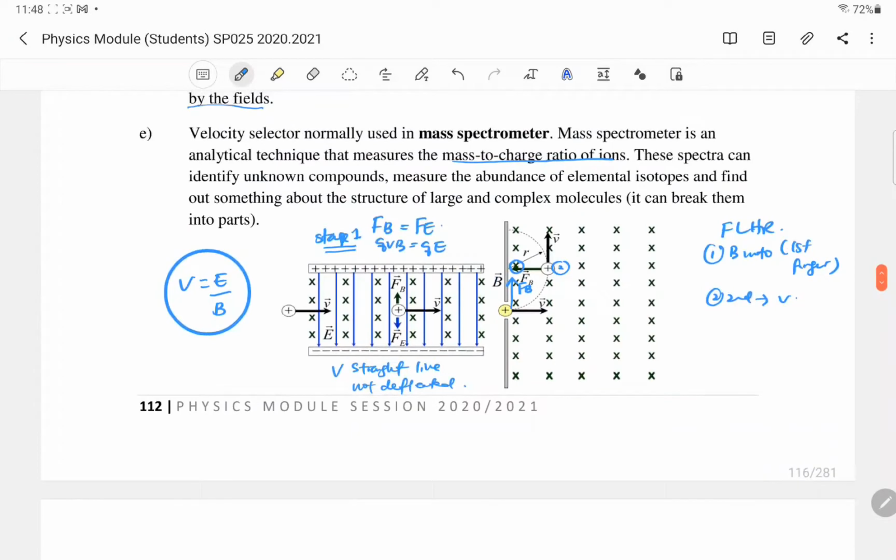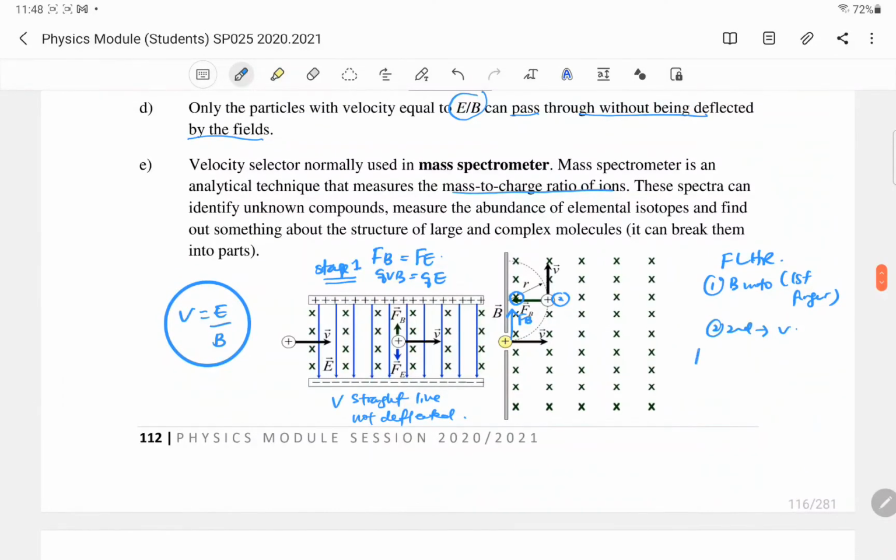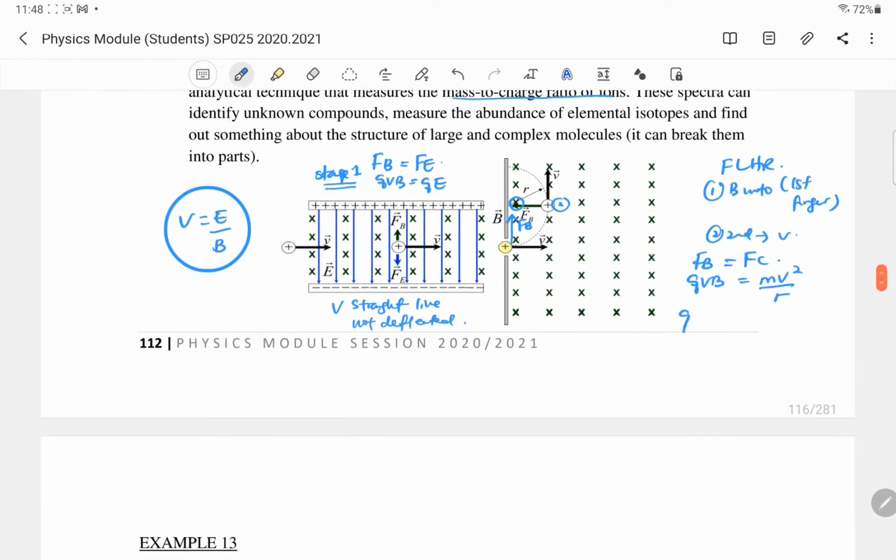Okay, FB is towards the center of the circle, so we can have here FB is equal to FC. FB is QVB, and FC is mV squared over R. So we can have QBR equal to mV. So R is equal to mV over QB, where R is the radius of the circle.